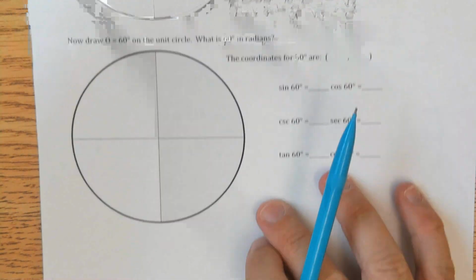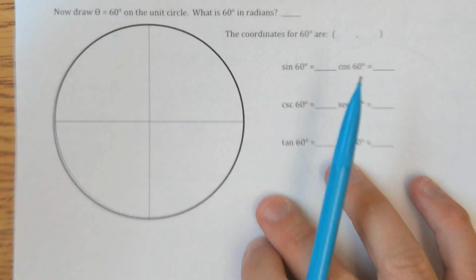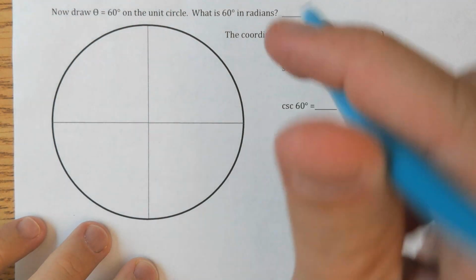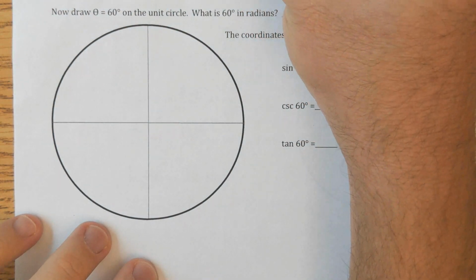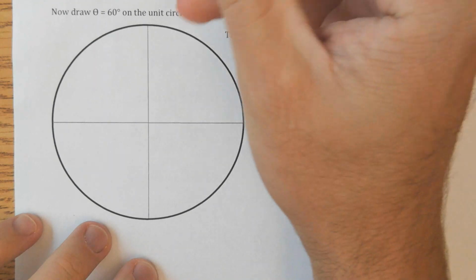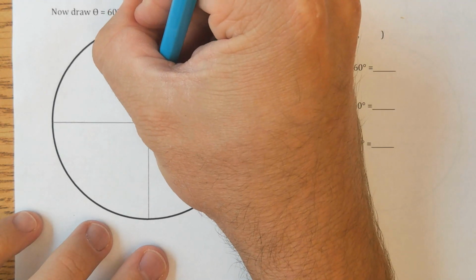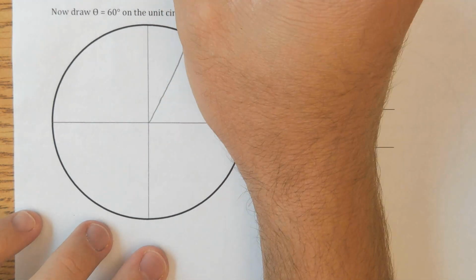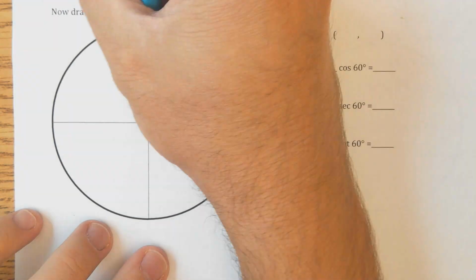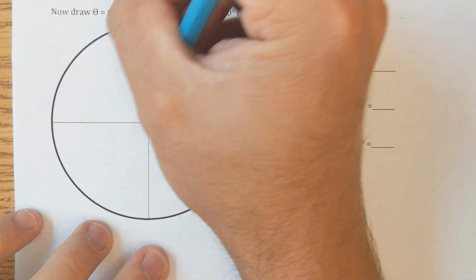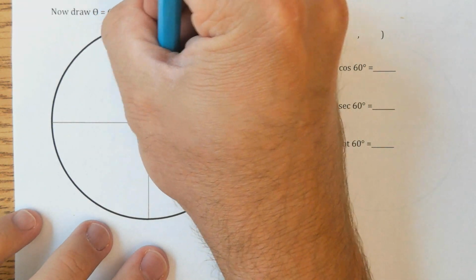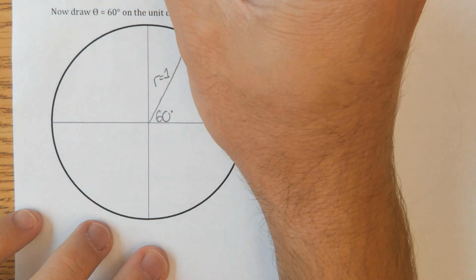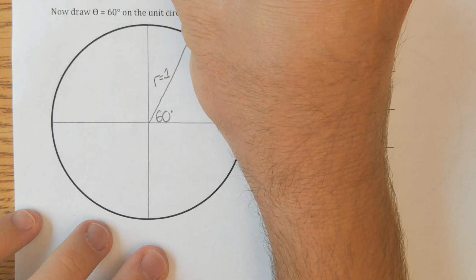Okay? So all we're doing is the same thing here. First off, what is 60 degrees as radians? That would be pi over 3. So now we're going to draw a radius still of 1 here. But now this time, my reference angle is going to be 60 degrees.